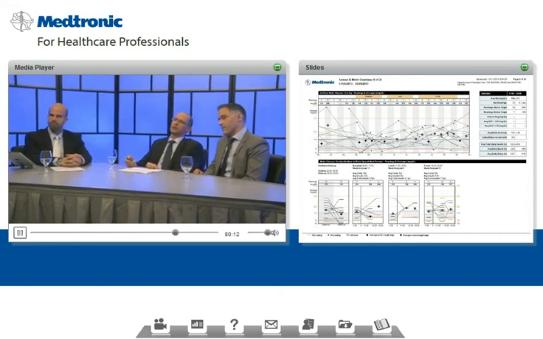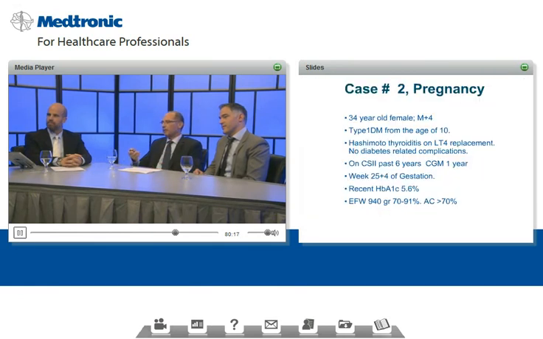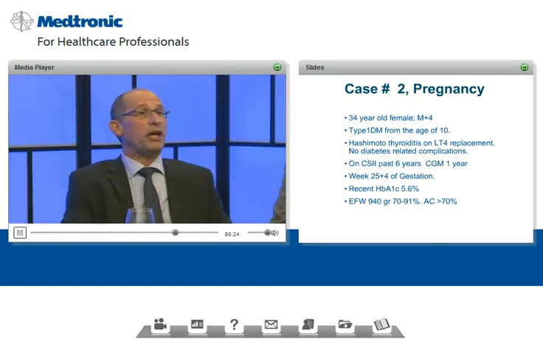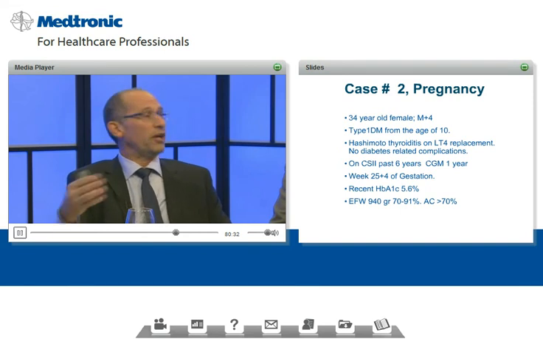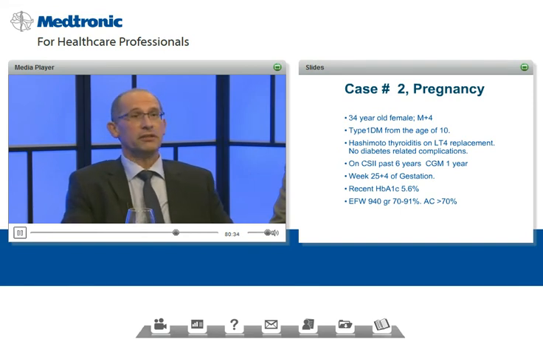So the second case is going to be much more complicated and on a higher level of interpretation. This case is now a pregnancy case of a type 1 diabetic woman. She's 34 years old. She has 4 kids. She has had type 1 since the age of 10, so she is a long-timer with type 1 diabetes. She also has Hashimoto thyroiditis, and she has been on pump therapy for 6 years.